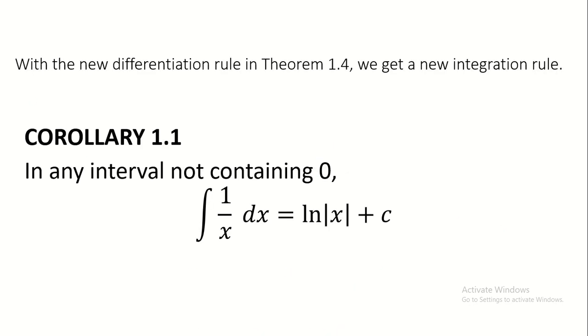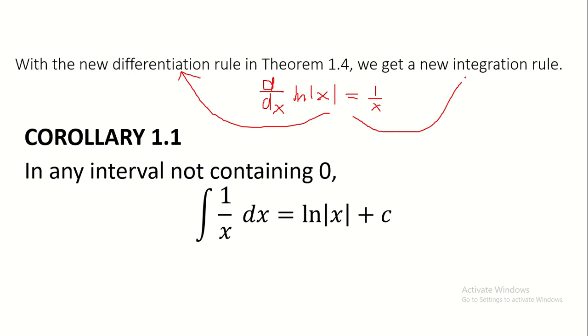Next, okay, so with the new differentiation rule in theorem 1.4, we get a new integration rule. So, ang theorem 1.4 sinasabi na the derivative of the natural logarithm of the absolute value of x is equal to 1 over x. So, this is a differentiation rule. So, mula dito sa differentiation rule na to, from theorem 1.4, nagkaroon tayo ng new integration rule. So, parang in-reverse lang natin itong differentiation rule natin na to.